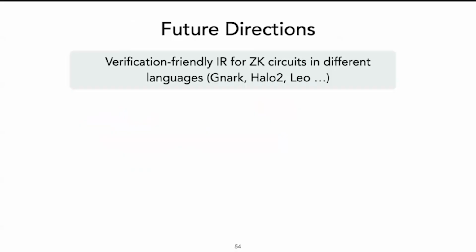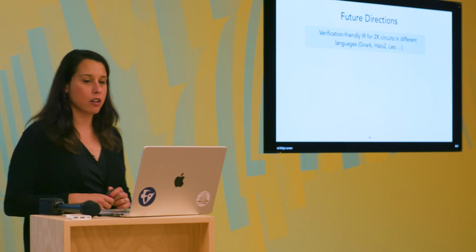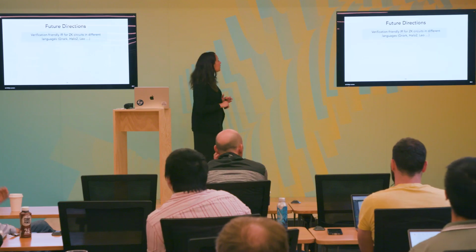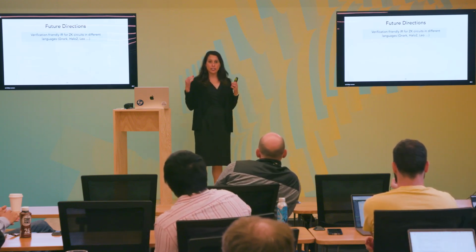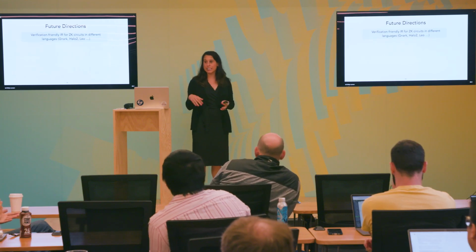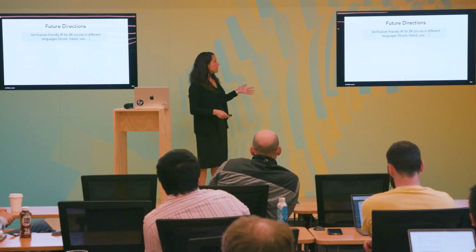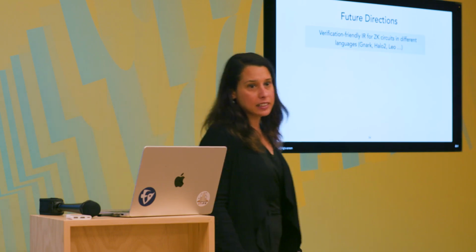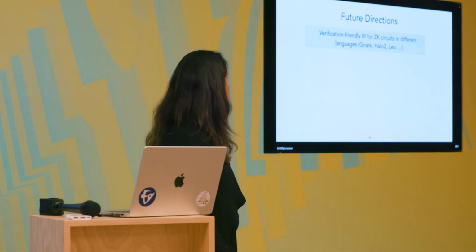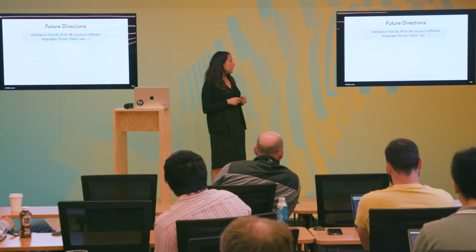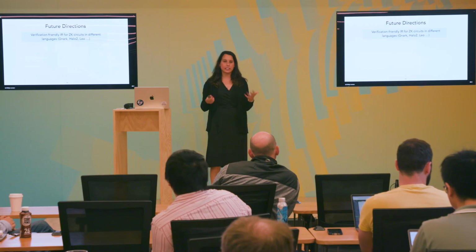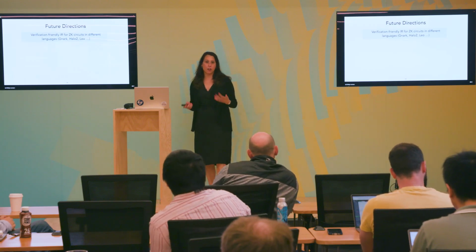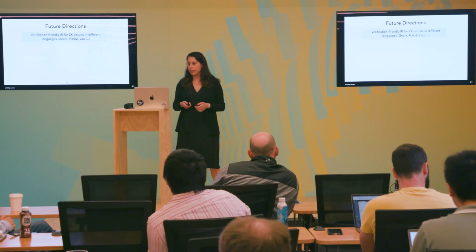And there are a bunch of future directions that we're interested in exploring, some of which we already started on. Someone was asking about those. One thing I'm very excited about is, like I said, a lot of our work has been focused on Circom and R1CS as the low-level representation. But there are constantly emerging DSLs for implementing ZK circuits. So we're interested in building a verification-friendly intermediate representation for ZK circuits that can support many different languages like Noir, Halo2, Circom, and others.